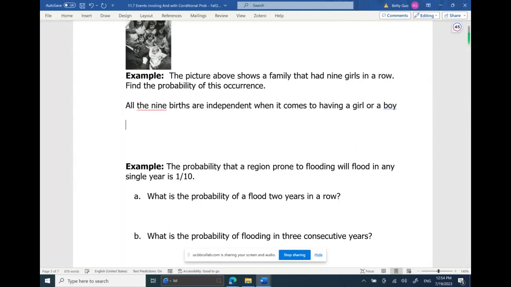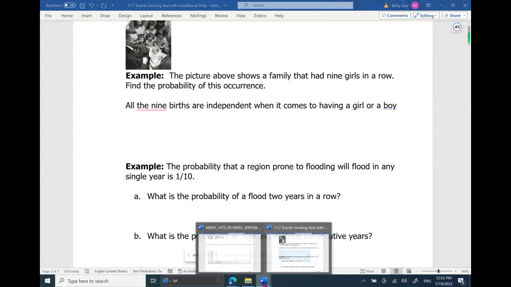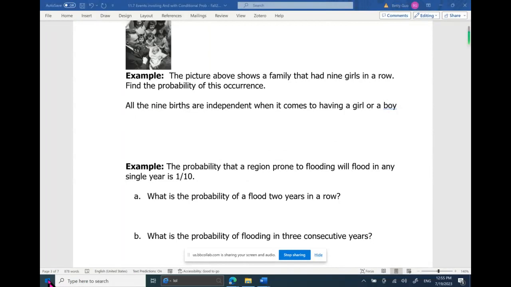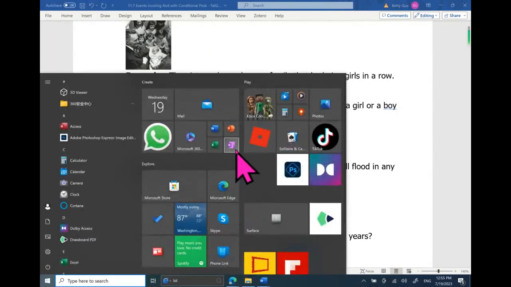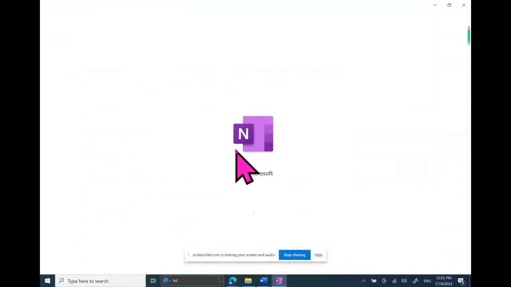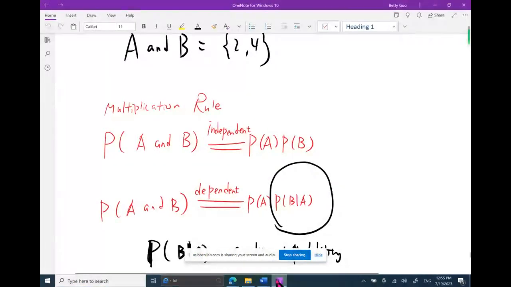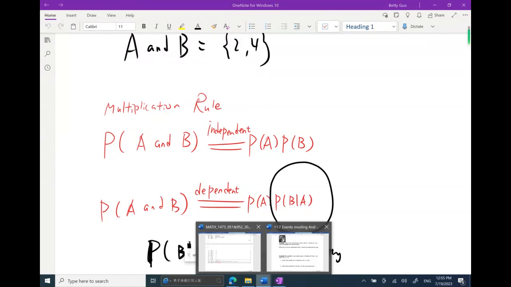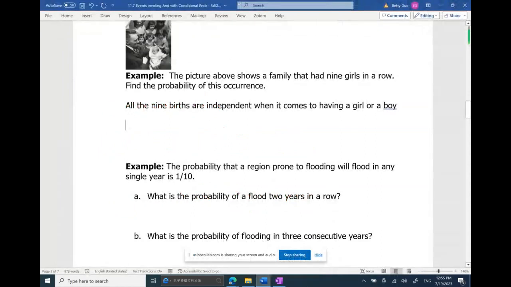We can generalize the multiplication rule, the first formula, in the case where events are independent. The formula only involves 2 events. But what if we have more events, like 9 events? If we let the first event be that the first birth is a girl, and the second event be that the second birth is a girl, right?